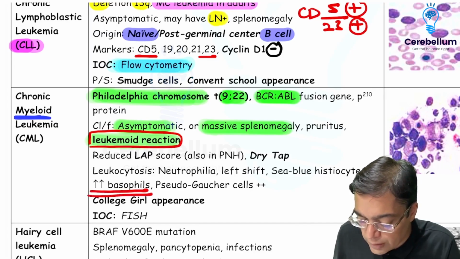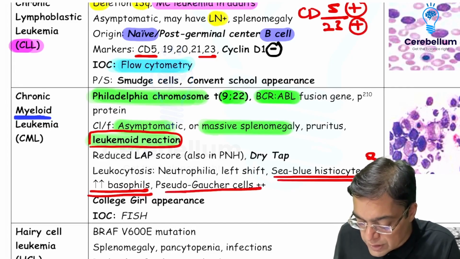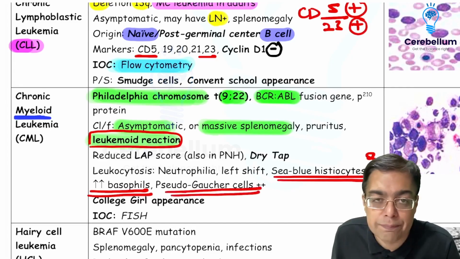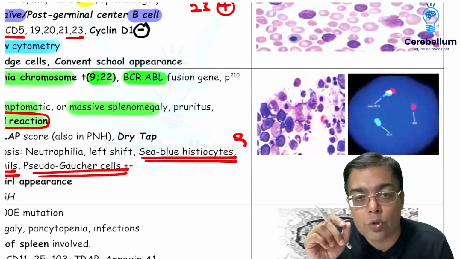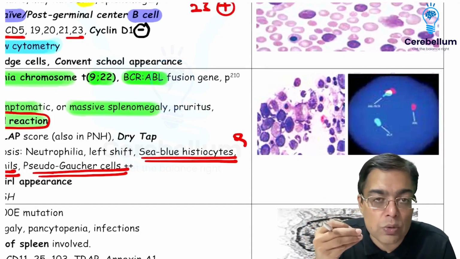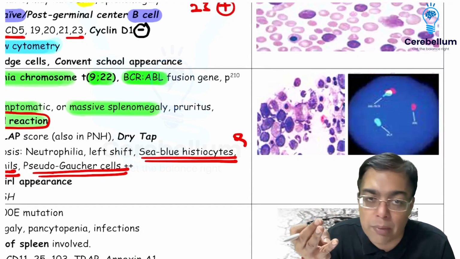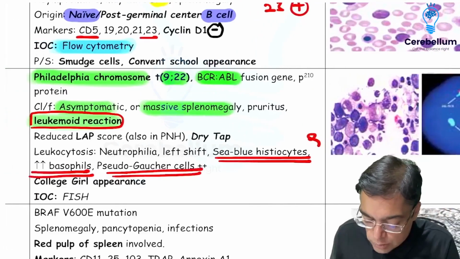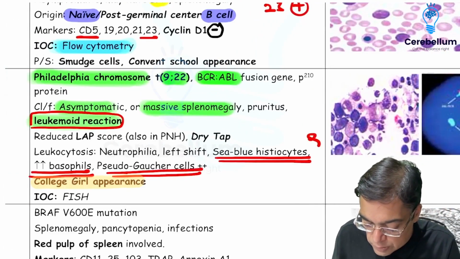Patients are also going to be having, on the bone marrow examination, the presence of cells which are given the name of sea blue histiocytes. They are also going to be having the presence of pseudo-Gaucher cells. If you look at their peripheral smear, it is going to be showing you the presence of multiple types of precursors of the myeloid lineage. So you can be having band cells, myelocytes, and metamyelocytes, and therefore the appearance of the peripheral smear is what is associated with the term college girl appearance.